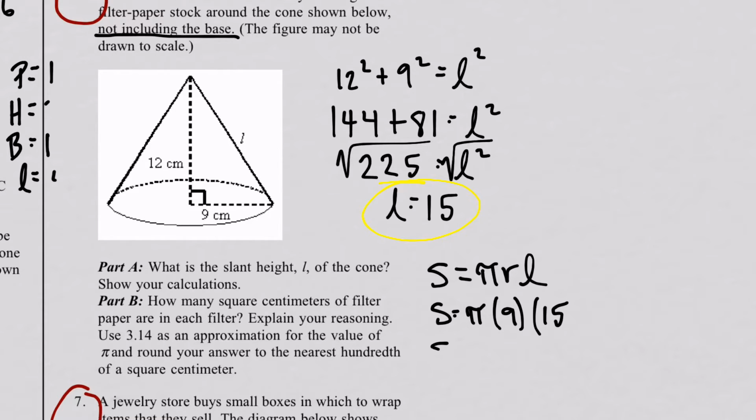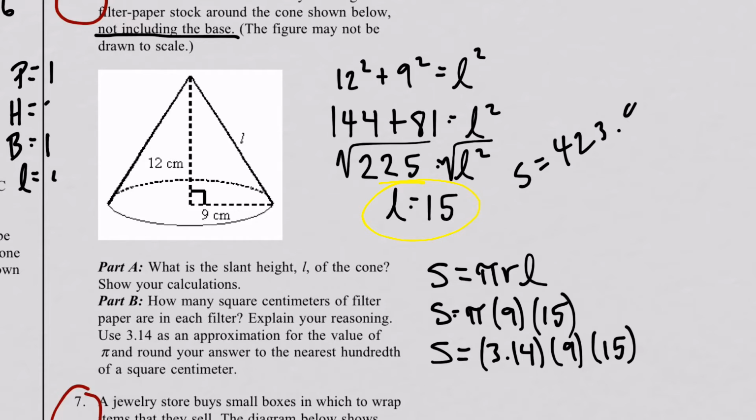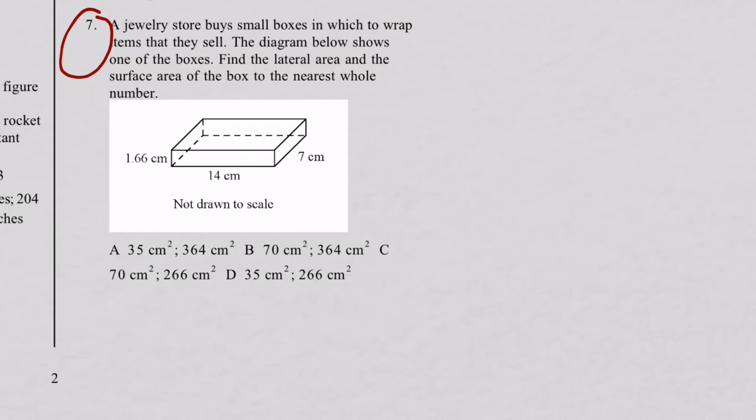So my surface area is, use a calculator, and it says to use 3.14. So I'm going to use exactly 3.14 to make sure that I get the correct answer that they want. 3.14 times 9 times 15. 423.9 is the total surface area. These are centimeters squared. That's part B.